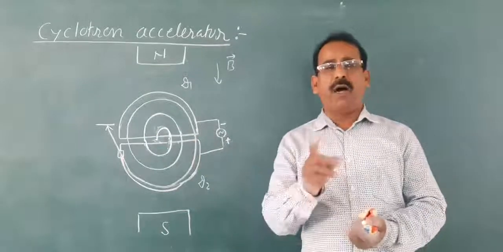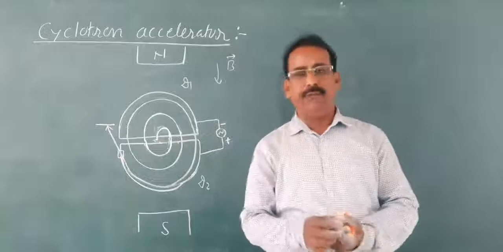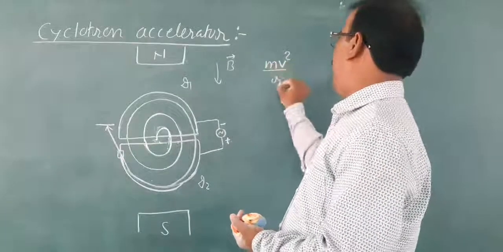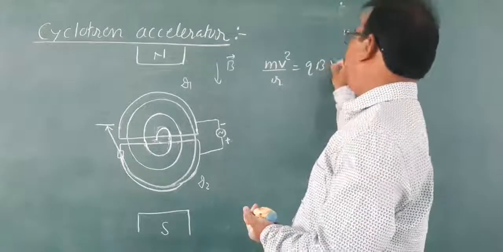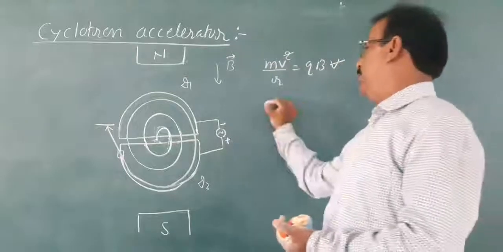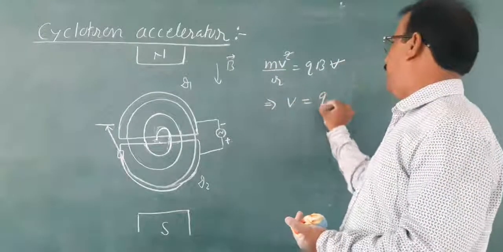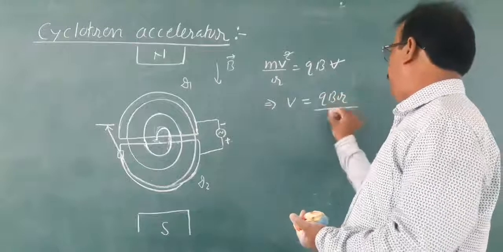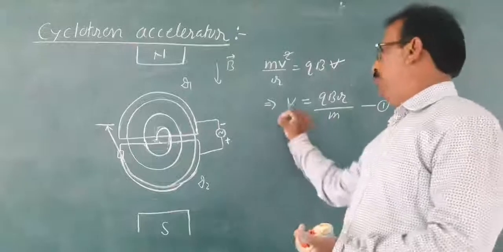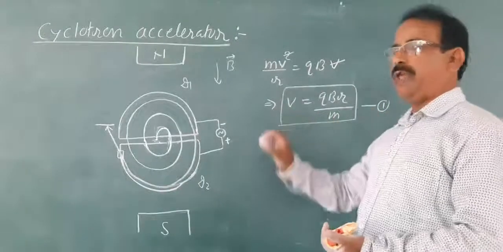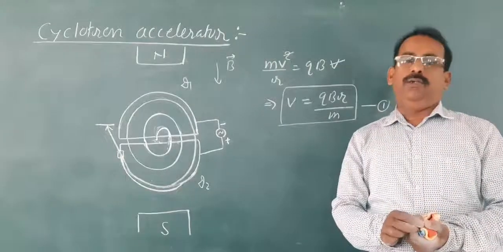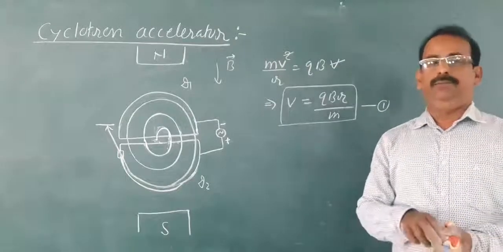Here charged particle is performing cyclotron motion. Therefore, we can write mv square by r equal to q into b into v. Cancel this one v from both sides. From this we get velocity equal to q into b into r upon m. This is equation 1. This is the expression for the velocity of charged particle which is revolving in this cyclotron in a circular path of radius r.